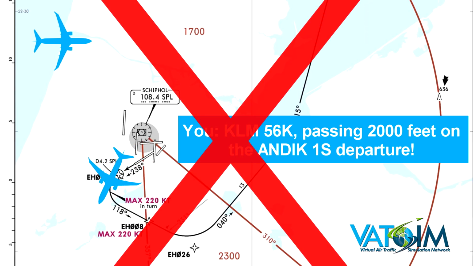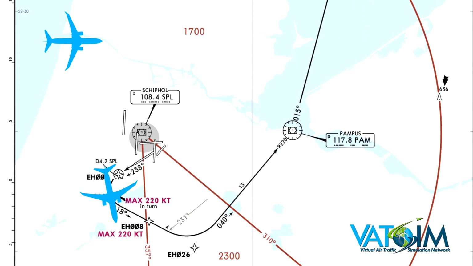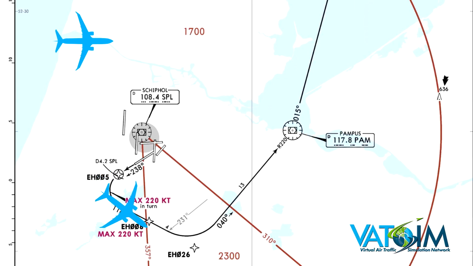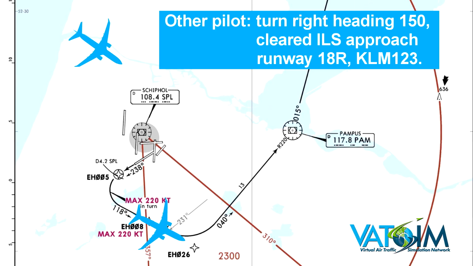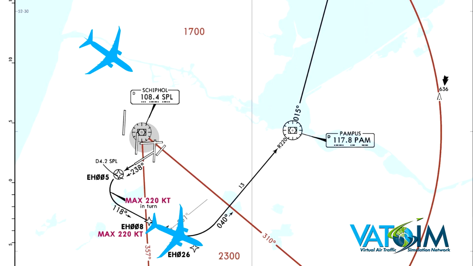You have to wait for the other instruction to be finished because you still expect a reply from the other pilot that's still on the approach on 18 right. So you still expect that pilot to say something like this: Turn right heading 150, cleared ILS approach, runway 18 right, KLM 123. So now that that instruction has been finished and you do not expect any other reply from the controller or the pilot, then it's safe to transmit and say that you're on the departure in this case.